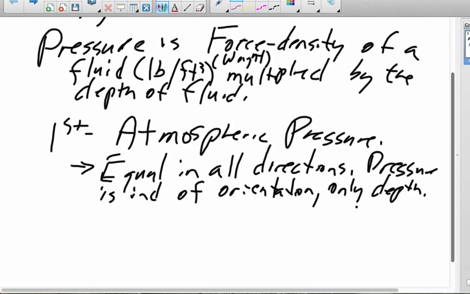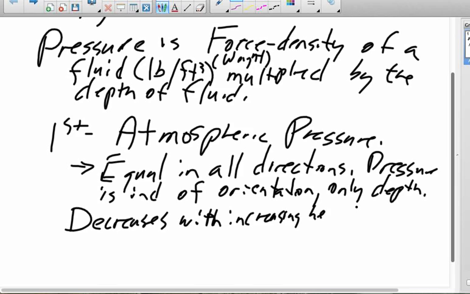Okay. So with hydrostatic pressure, you should notice that remember that it decreases with increasing height above sea level. And the reason for that is that the amount of air above you decreases as you go higher.